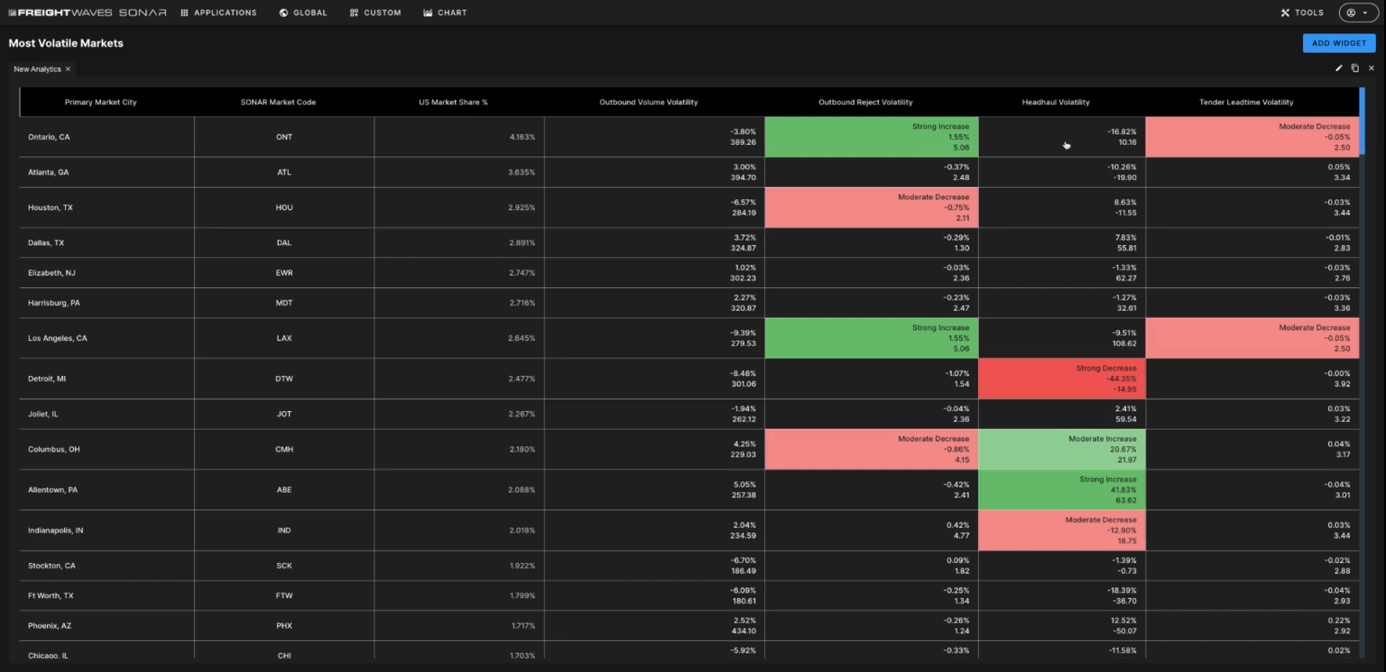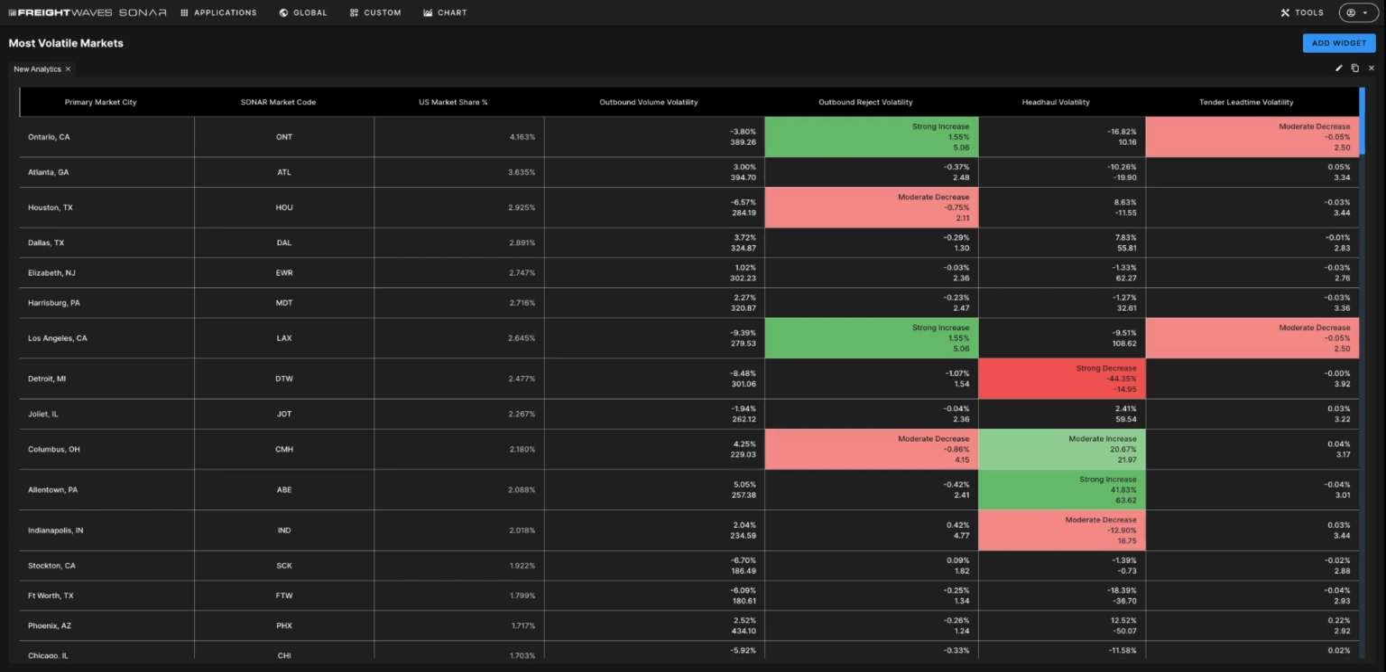Moving on to the head haul volatility. This bottom value is the current value for Ontario, California. So it's at a 10. And remember, that is an indexed value. So the number, again, doesn't necessarily matter, but the change of that number does. So you can see that Ontario, California has decreased 16% in 1 week for their specific head haul index. And the way that the head haul index is calculated is we take the outbound volume and subtract it from the inbound volume for a market.